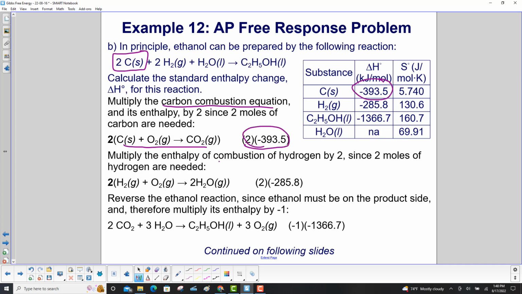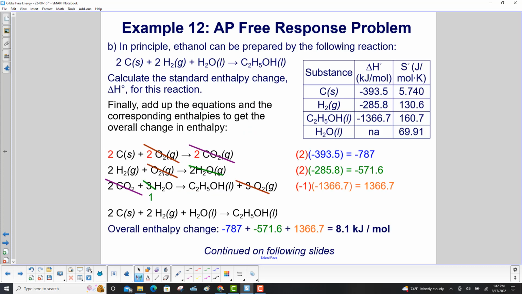Now, let's look at the combustion of hydrogen. That's this one over here. Again, we multiply by 2. We need 2 moles of hydrogen. So it's 2 times minus 285.8. And finally, reverse the ethanol reaction, since we need ethanol on the product side. Therefore, multiply its enthalpy by -1.